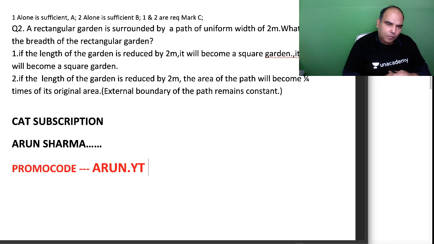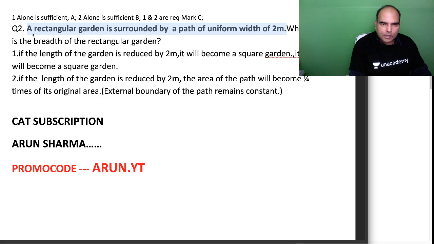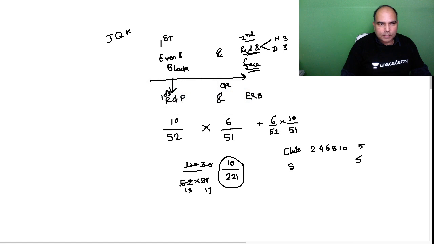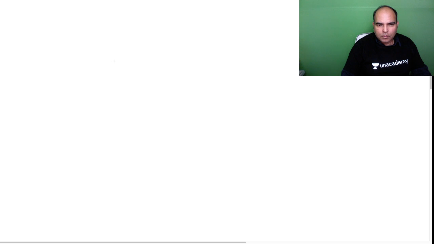So the question is very clear. A rectangular garden is surrounded by a path of uniform width of 2 meters. तो पहले इसको विजुलाइज कर लेते हैं. तो हो क्या रहा है इस क्वेश्चन में, कि एक रेक्टेंगुलर गार्डन है which is surrounded by a path of 2 meters. So it's something like this.